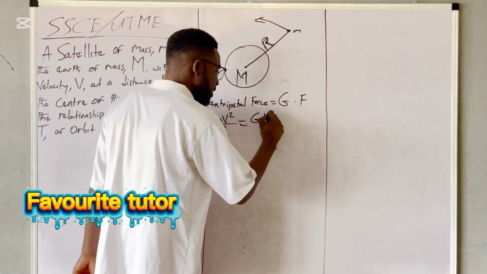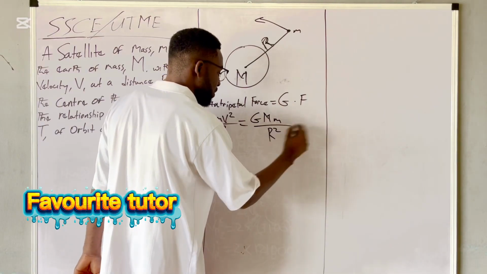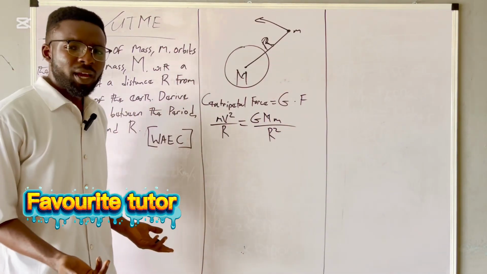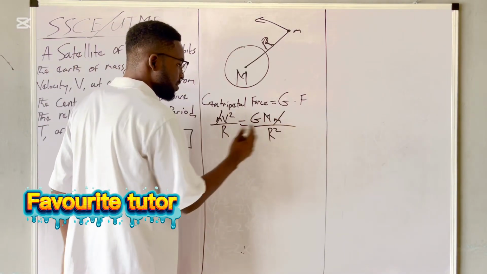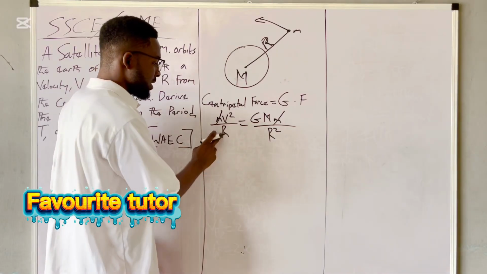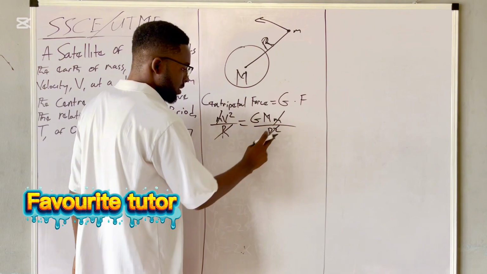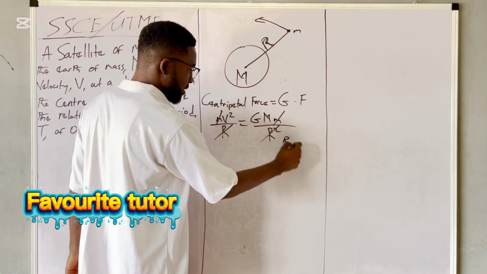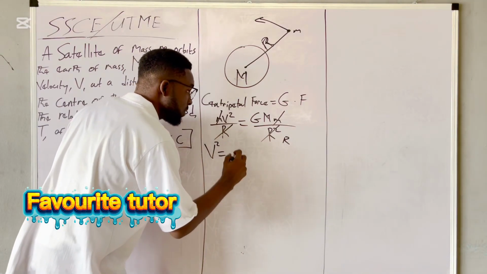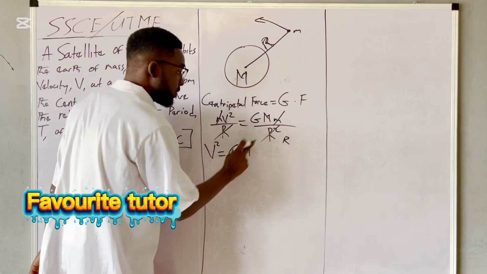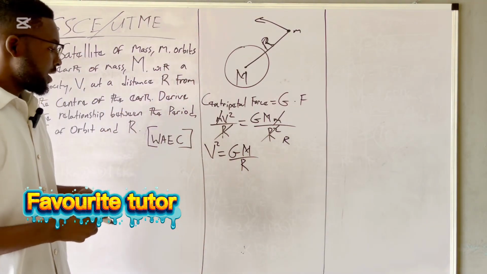That is G times mass of the Earth, mass of the satellite, over r squared. So here we have it. This is the mass of the satellite. Mass of the satellite cancels out. This is the distance, so therefore one r here cancels, this one is r squared. So therefore, v squared is equal to G mass of the Earth over the radius.